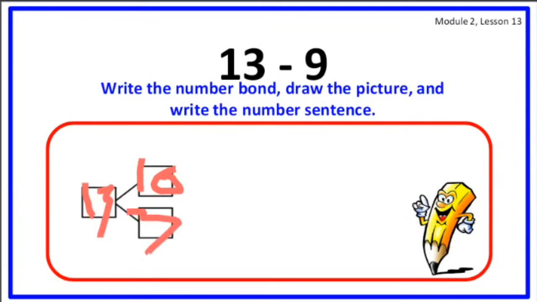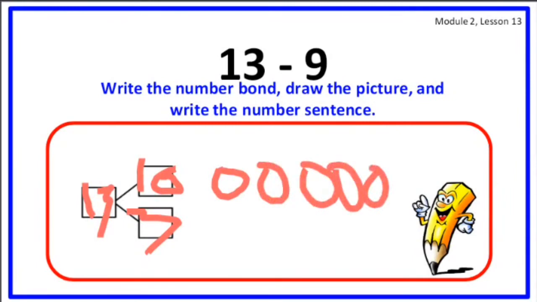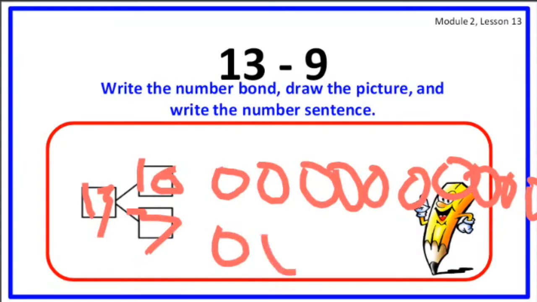Now my 10 is here because I want to draw out 10 and cross out 9. So let me draw out my 10. 1, 2, 3, 4, 5, 6, 7, 8, 9, and 10. Now I have 3, right? From 13, 10, 3. So 1, 2, 3.